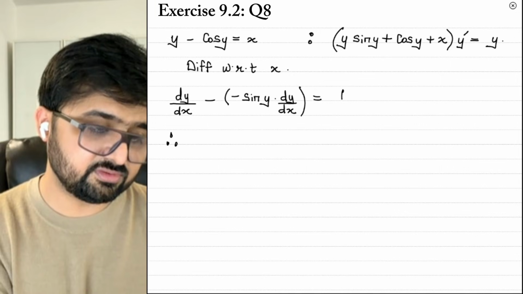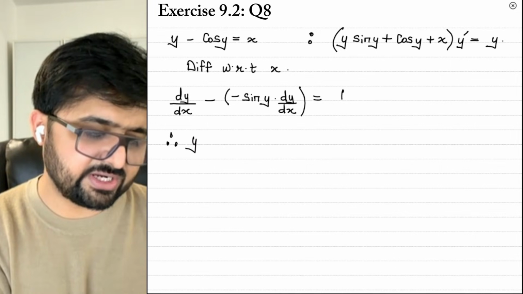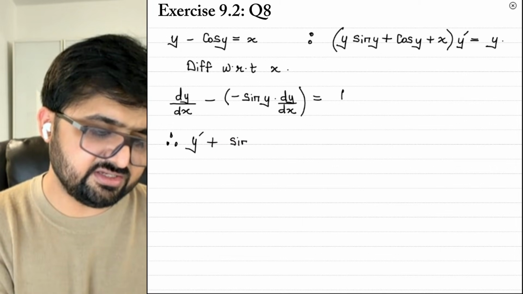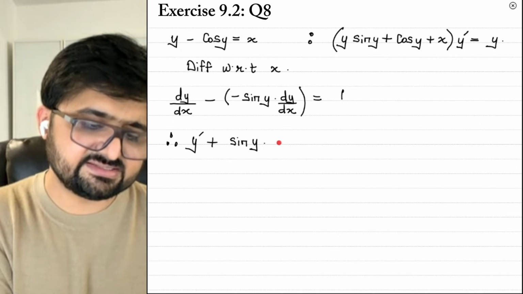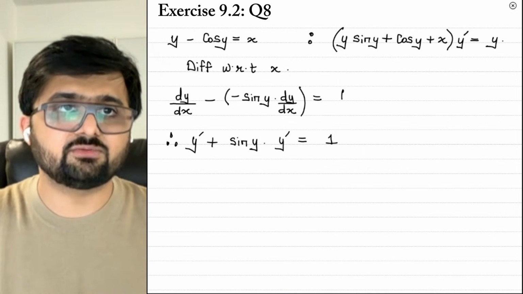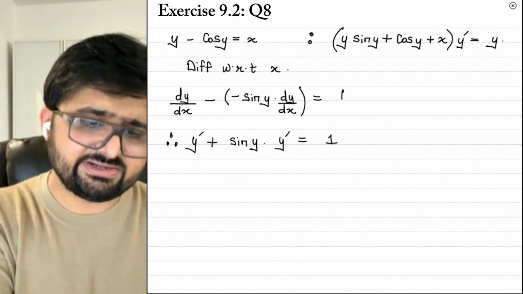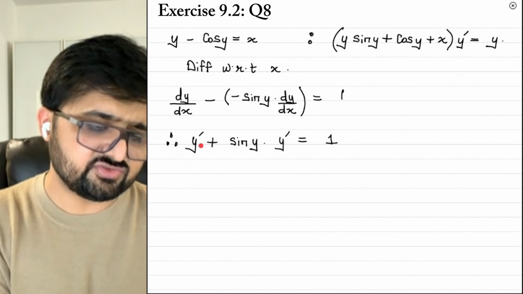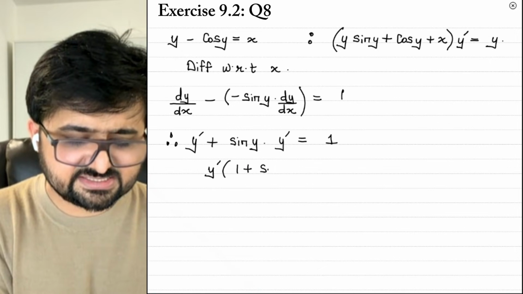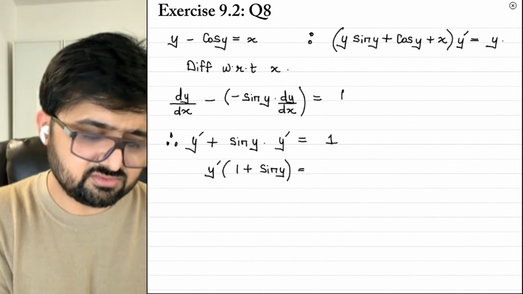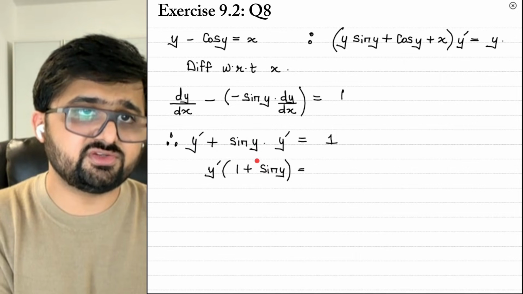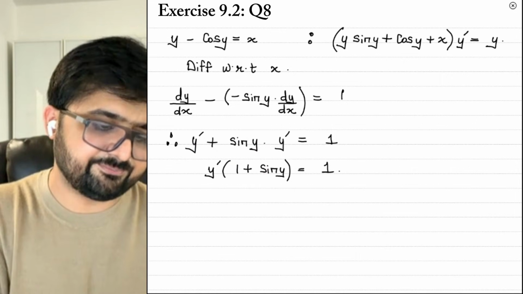Therefore dy by dx is nothing but y dash, and minus and minus will become plus sin y into, again, dy by dx, which is y dash, is equal to 1. Okay, I hope that makes sense so far. Now let's try to find the value of y dash first. We can take y dash common from here. So we get y dash times 1 plus sin y. If you take y dash common, you will be left with 1 in this expression, and from the other term you will be left with sin y, is equal to 1.